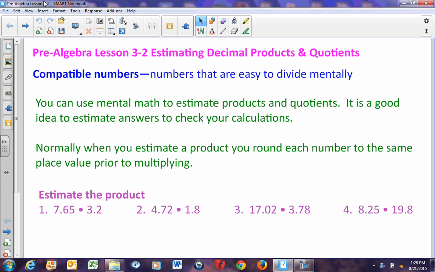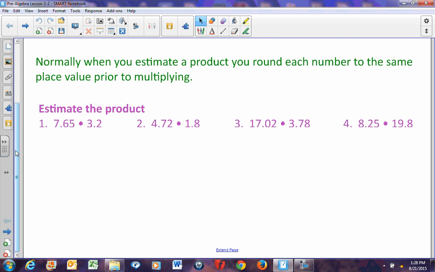Now, you can use mental math to estimate products and quotients. It's a good idea to estimate answers to check your calculations. Don't say, well, I'll check my calculations on a calculator, because number 1, you're not allowed to use a calculator in class. And number 2, don't say use your phone, because you might not have your phone either. Use your brain, that's the best calculator you'll ever have. It should go with you everywhere you go. You should never forget it somewhere. Doesn't matter if it gets wet.